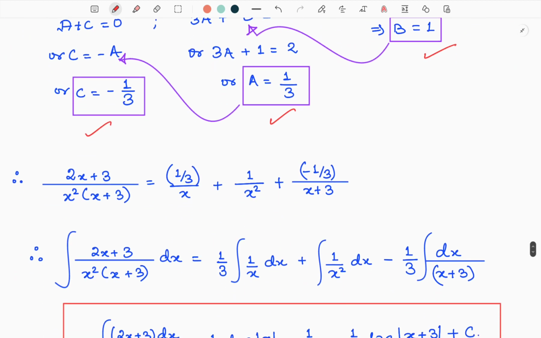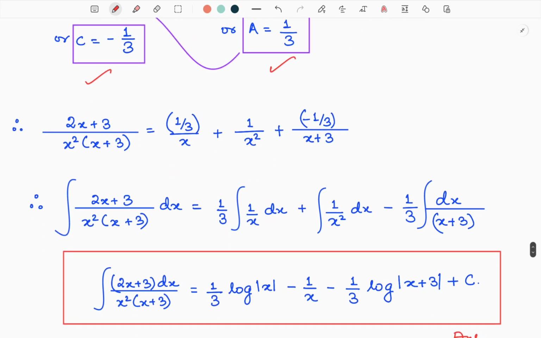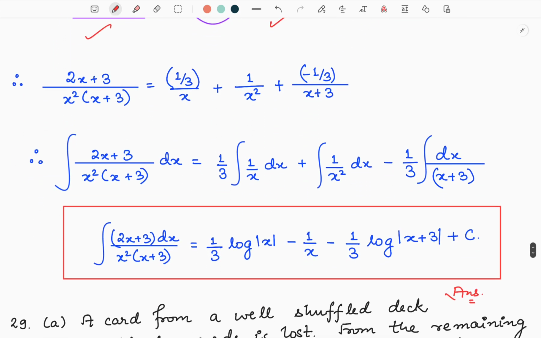So instead of integrating (2x plus 3) upon x square into (x plus 3), we will calculate three different integrals: 1 by 3 upon x, plus 1 by x square, plus minus 1 upon 3 upon x plus 3. So the integral of 1 by x is log mod x, the integral of 1 by x square is minus 1 by x, and the integral of 1 upon x plus 3 is log of mod x plus 3.